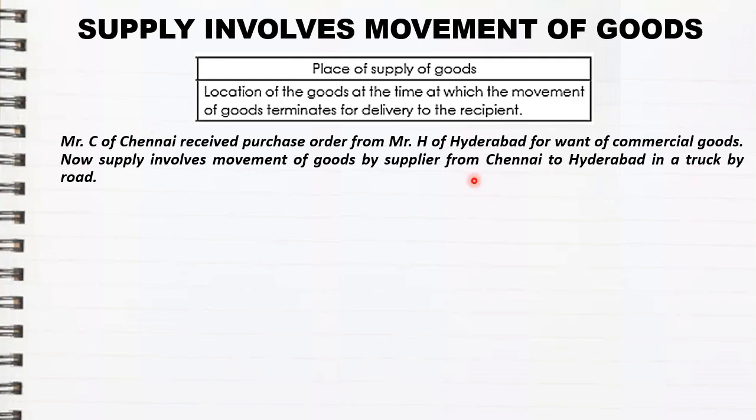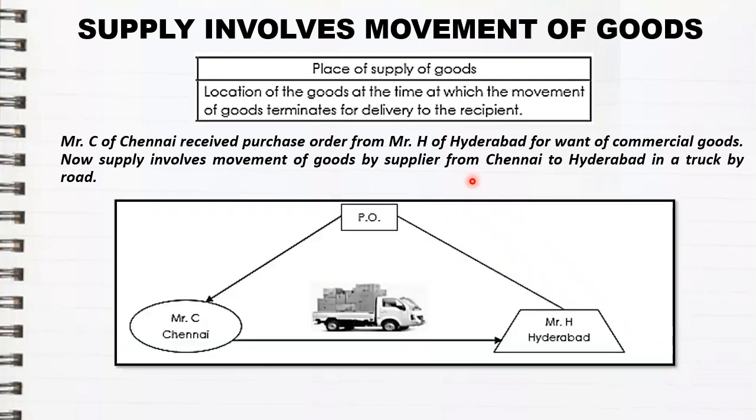Now let us put this example in graphical form first. Mr. H of Hyderabad gave a purchase order to Mr. C of Chennai stating that he wants some goods. Mr. C informed that the goods will be transferred with the help of a truck. So here Mr. H is the purchaser, Mr. C is the supplier. Here the goods are being moved from the place of supply to the place of the recipient.